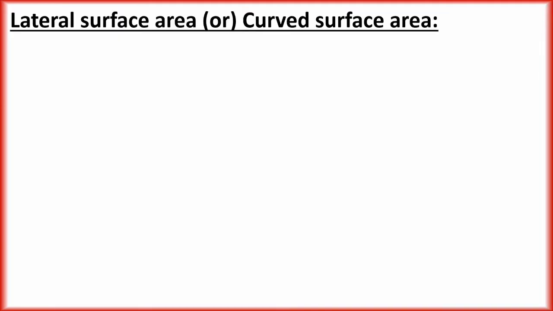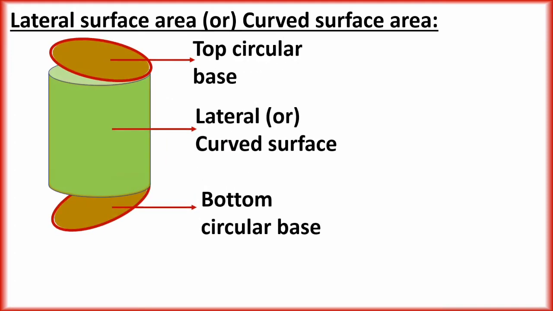Now let us see what is lateral surface area or curved surface area. See this diagram. This is the top circular base and this is the bottom circular base. The area between the two circular bases is called lateral surface area. We know surface area is the measurement of all exposed area of a solid object. So, curved surface area or lateral surface area is the area between these two circular bases.